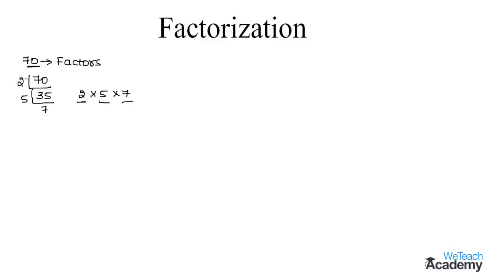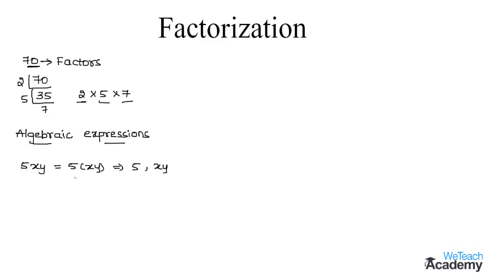And now how will you find the factors of an algebraic expression? In this section we are going to learn how to find the factors of algebraic expressions. First let us consider an algebraic term which is 5xy. We can write 5xy as 5 into xy, and therefore the factors of this term would be 5 and xy. Similarly we can write 5xy as 5x into y, and in this case the factors would be 5x and y.